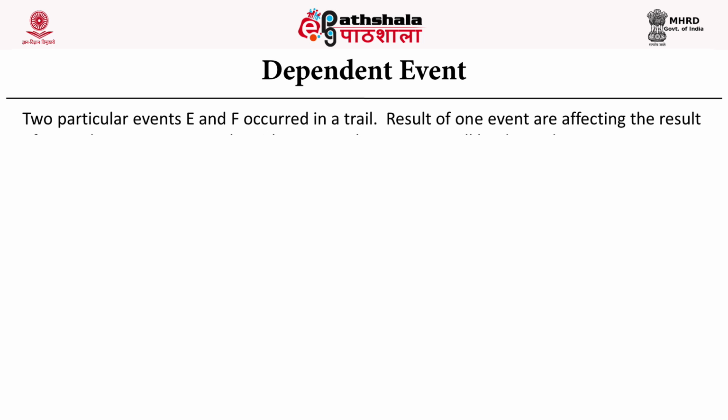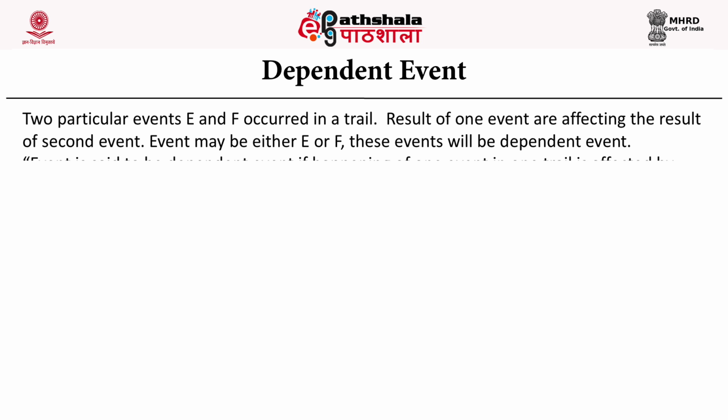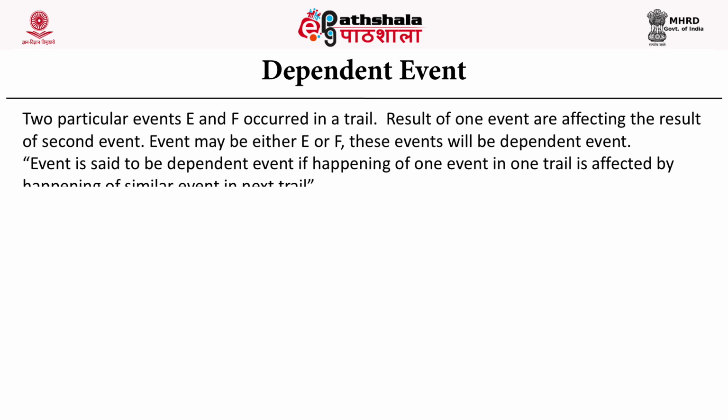Now we will consider the definition of a dependent event. Two particular events E and F occur in a trial. The result of one event affects the result of the second event. Such events will be dependent events. An event is said to be a dependent event if the happening of one event in one trial is affected by the happening of a similar event in the next trial.